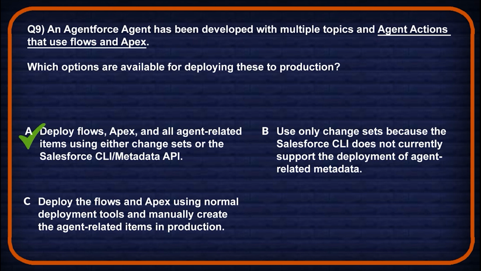Option B. Use only change sets because the Salesforce CLI does not currently support the deployment of agent-related metadata. CLI or metadata API does support agent-related metadata. Hence not the right choice. Option C. Deploy the flows and Apex using normal deployment tools and manually create the agent-related items in production. Manual creation is not required. Agent-related items are deployable metadata. Hence not the right choice.